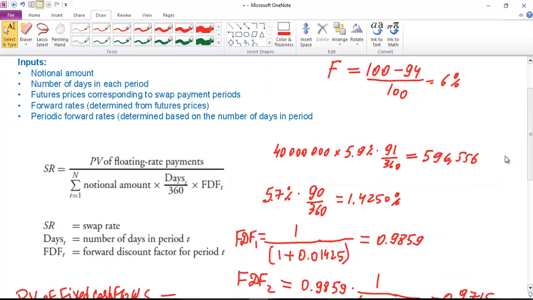So in this video, we've learned how to calculate the forward rates, how to work out the floating rate cash flows, how to work out the fixed rate cash flows, the value of the swap, and the swap rate itself.